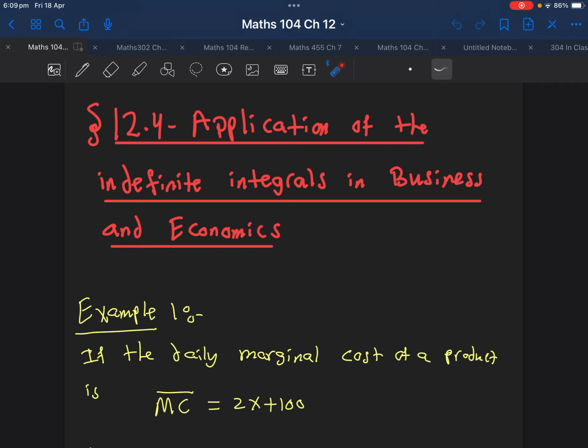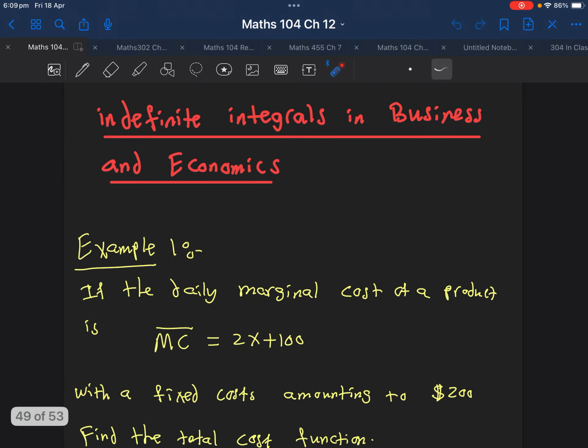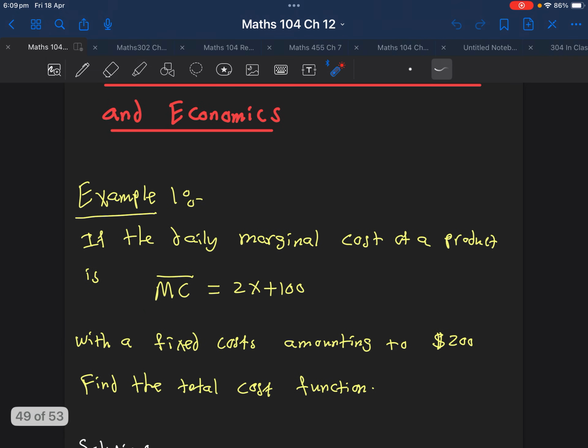Welcome student to this part where we will discuss section 12.4, which will be applications of indefinite integral. We know how to find the indefinite integral, but this time we will do some application in business and economics. So we will just recollect everything we did in chapter 12 in those examples.